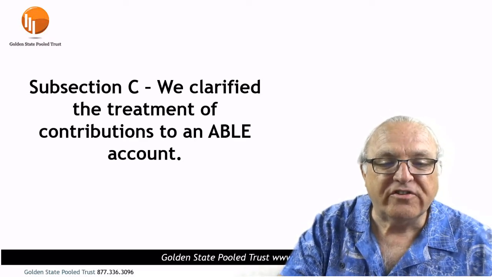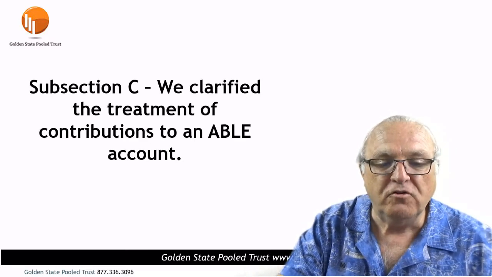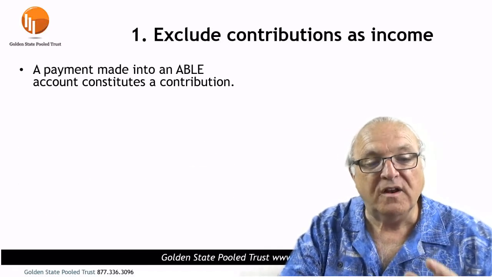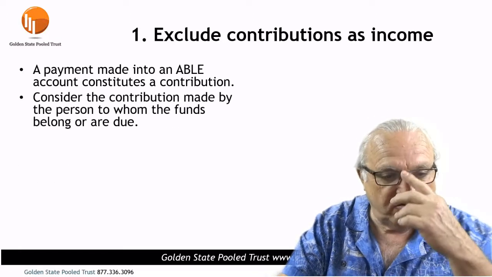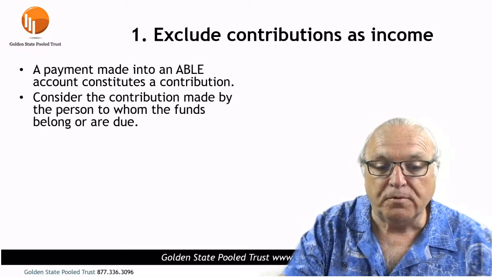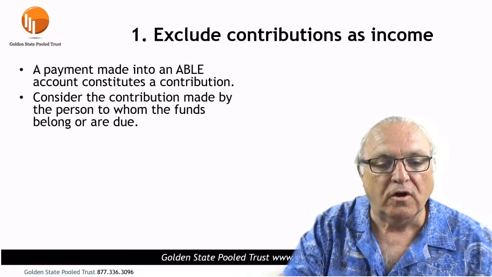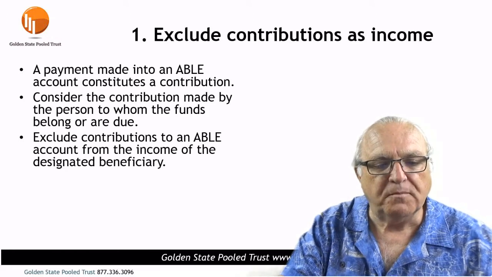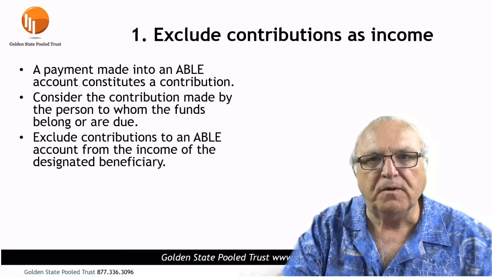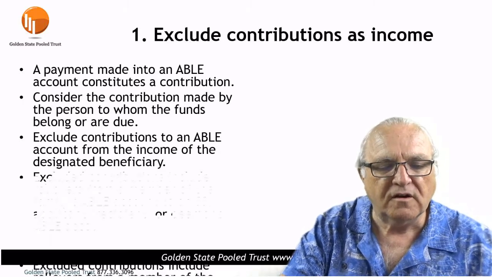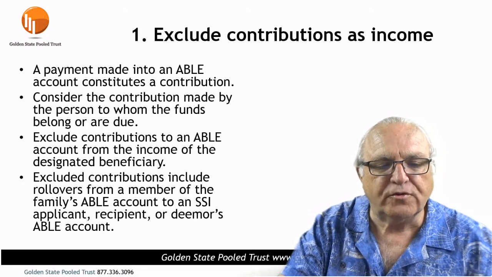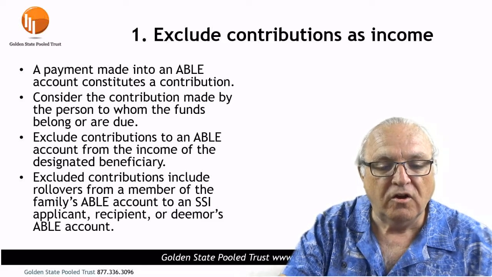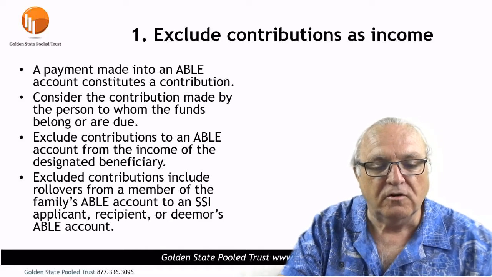So in subsection C, we clarify the treatment of contributions to an ABLE account. So what it says is the payment made to an ABLE account constitutes a contribution. Consider the contribution made by the person to whom the funds belong to or are due. Exclude contributions to an ABLE account from the income of the designated beneficiary. And we're going to get into more detail on that in a moment. Excluded contributions include rollovers from members of the family's ABLE account here to an SSI applicant, recipient, or deemer's ABLE account.